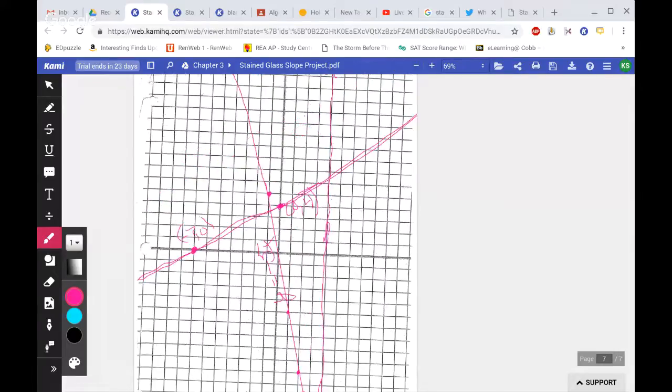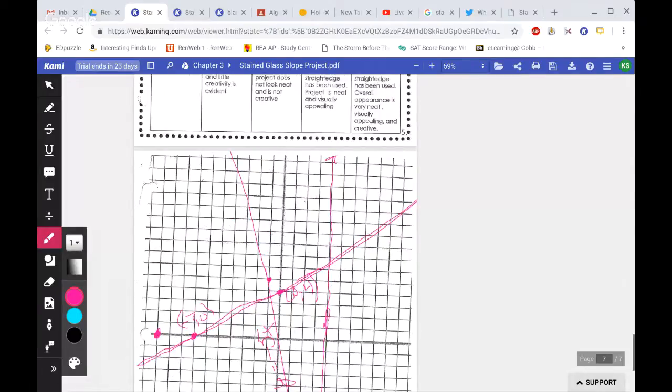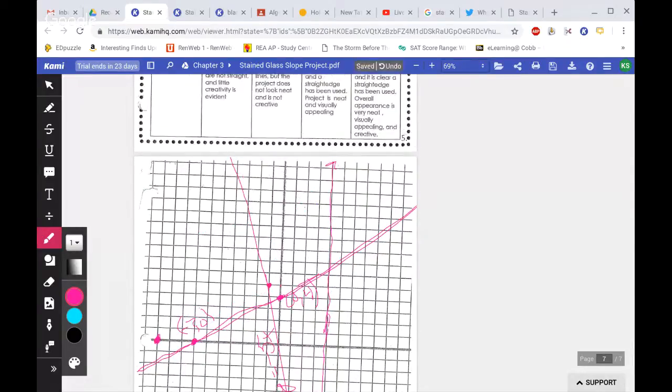So that's going to be 1, 2, 3, 4, 5, 6, 7, 8, 9, 10. So there's that one. And the other one is 0 and 10. 1, 2, 3, 4, 5, 6, 7, 8, 9, 10. Right there, right? Oh, okay. This is making more sense. Well, good.